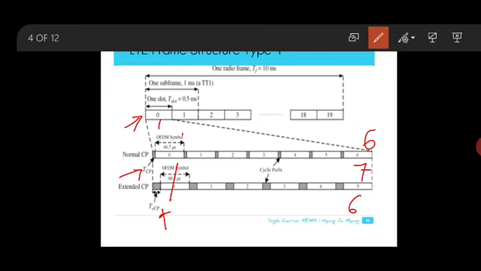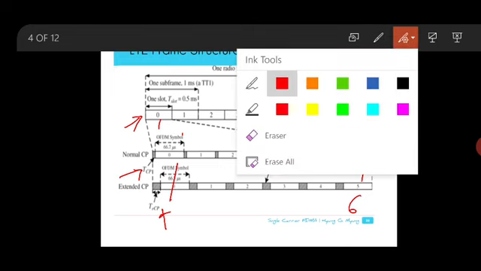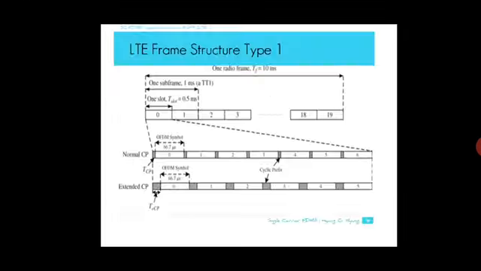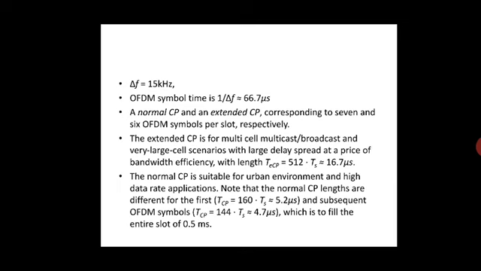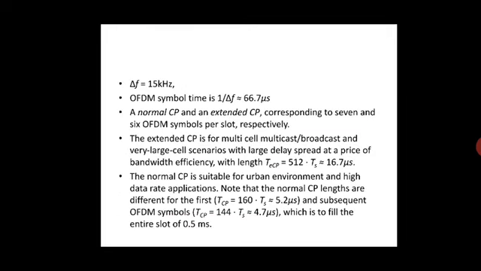Now we'll see how much the frequency will be for each one. There is a 15 kilohertz frequency we get here. There is a slot, one slot. And for OFDM, 1 divided by F, that frequency comes up with 66.7 microseconds. It's just a conversion here. One symbol period will be 66.7 microseconds.